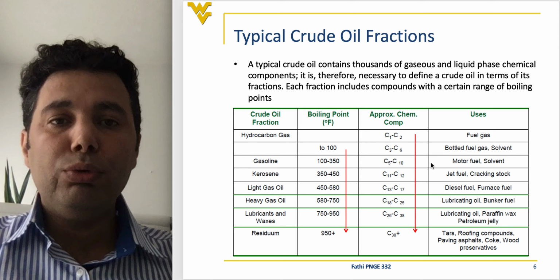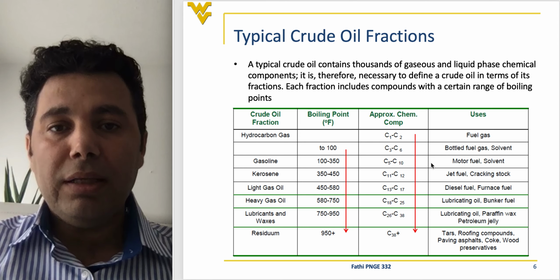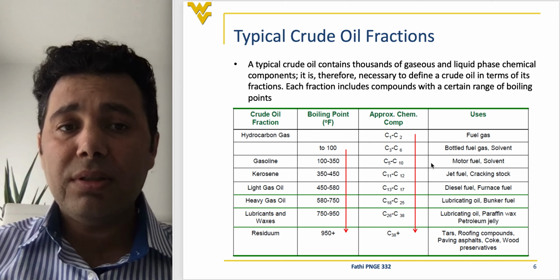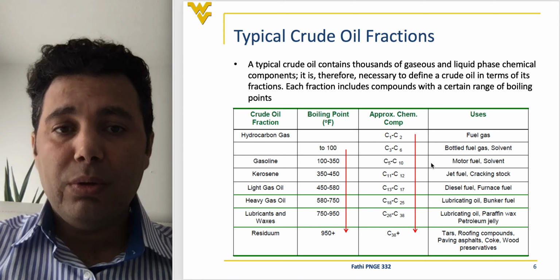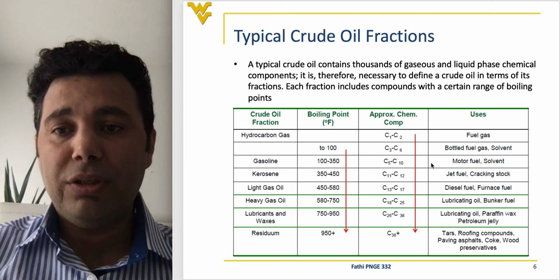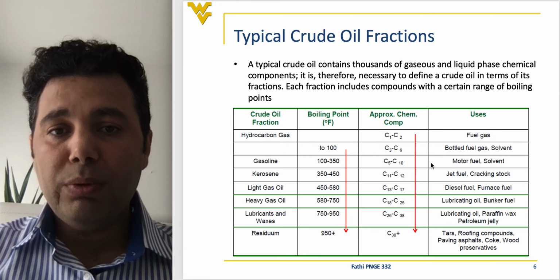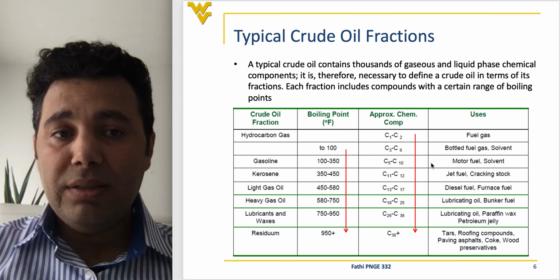What about the crude oil? So that was the gas. If we go to the crude oil, a typical crude oil contains thousands of gas and liquid phase chemical components. So it's very important to define a crude oil in terms of its fractions. What's the fraction of light components and heavy components, and what's the boiling point of these components?